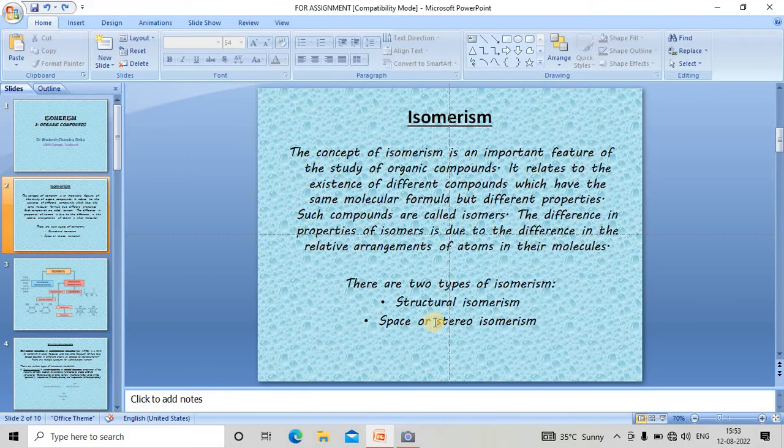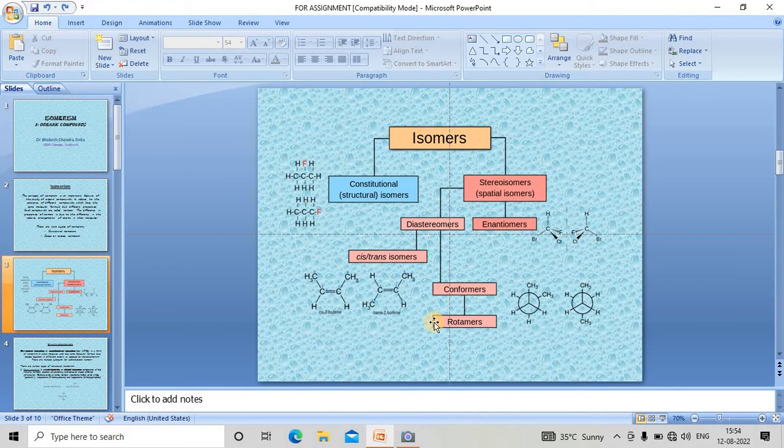Every one of us should know about it if we want to have a very good knowledge in chemistry. Actually, if we want to classify isomers, they are basically of two types. One is structural isomers, then another is stereoisomerism. The phenomenon is isomerism, and the compounds are called isomers.